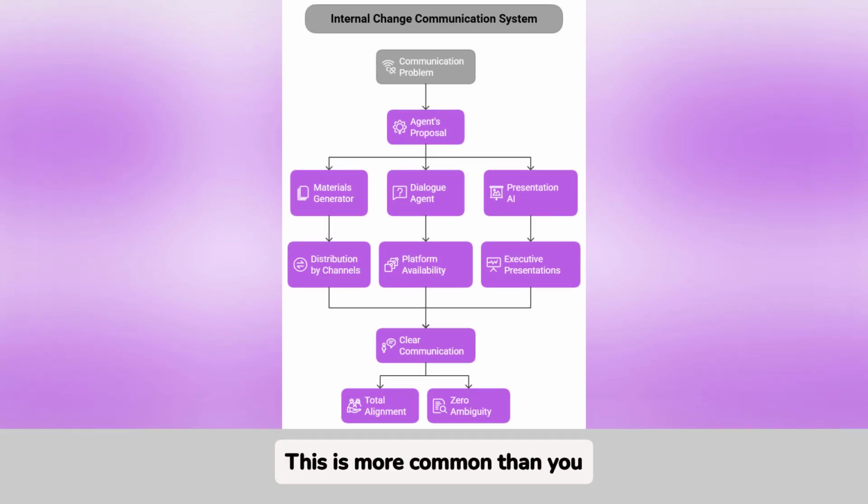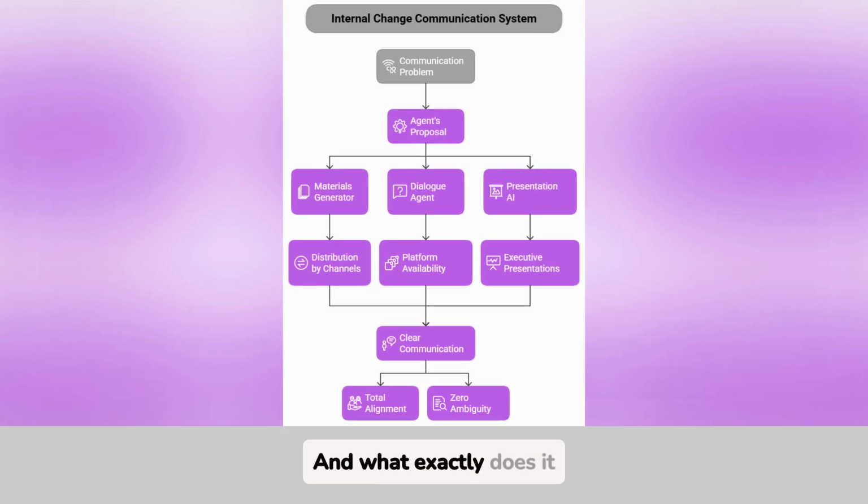This is more common than you think. In many companies, communication about internal changes is the weakest link. That's why the multi-agent system has a dedicated agent to prevent this, the training and communications agent. And what exactly does it do?